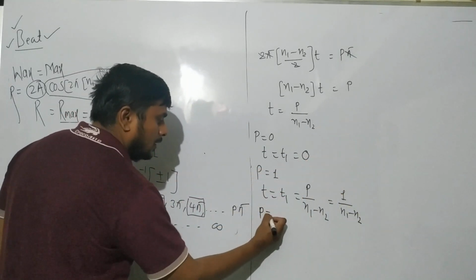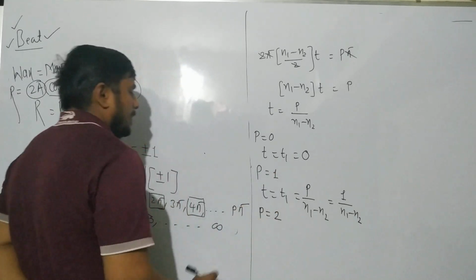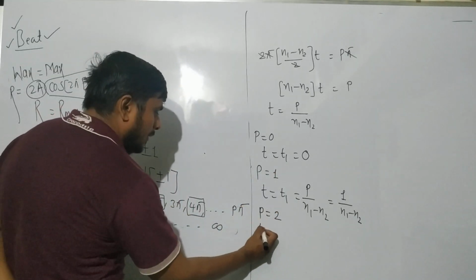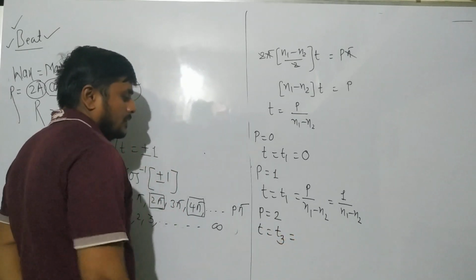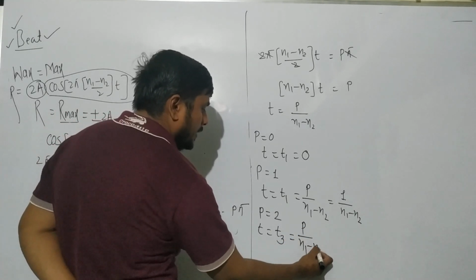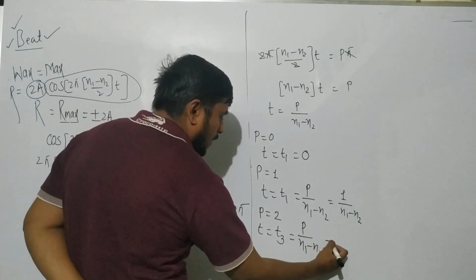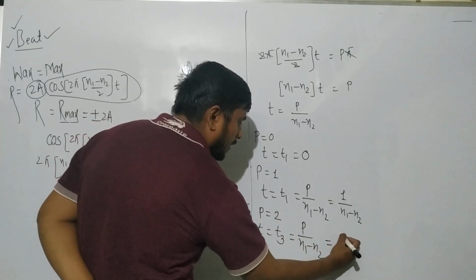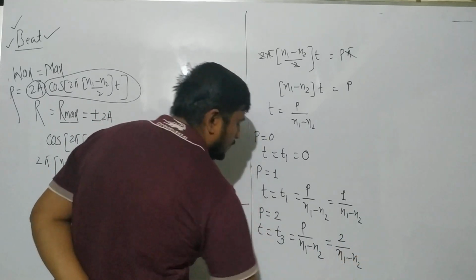So in order to get the third wax, p needs to be 2. After 1 there will be 2. p will be equal to 2. Now t will be equal to, now we can see that third wax, that is equal to t3. So that will be equal to, again I am writing the formula p divided by (n1 minus n2). This is the formula for the t. Now I am going to place the value p equal to 2 here. So what exactly do we get? p needs to be placed as 2 divided by (n1 minus n2), right?